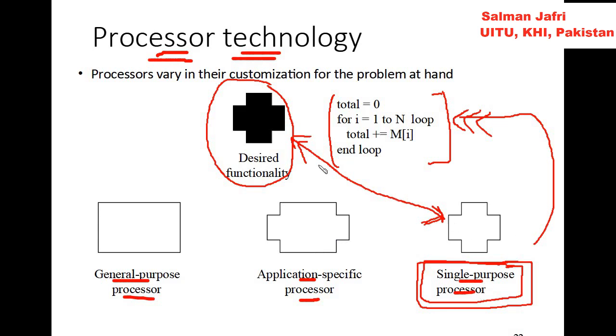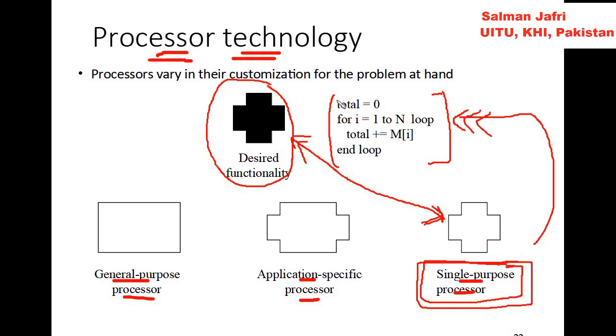So what do we see when we see a single purpose processor? Isn't it a strong match or a perfect match for our desired functionality? Yes, it is. And why is that? Because a single purpose processor was designed for this desired functionality. Or in other words, a single purpose processor performs only this single purpose function, that is our desired functionality. Our single purpose processor does not do anything else except our desired functionality. So it is highly optimized towards our desired functionality.